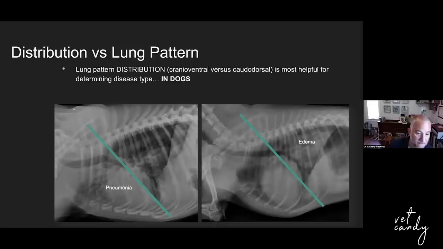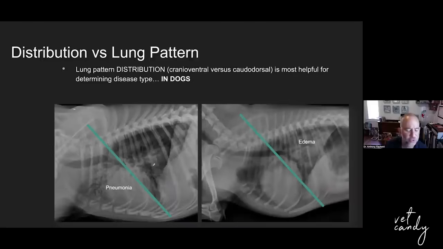Okay. In general, the edemas are caudally and dorsally distributed on a lateral view in a dog, and the pneumonias are cranial and ventral distributed in a dog. Okay, so lung pattern distribution is really what's most important. Not so much interstitial versus alveolar. That's for another time, another lecture.